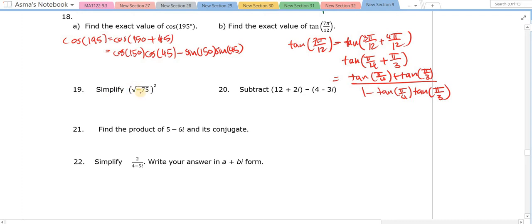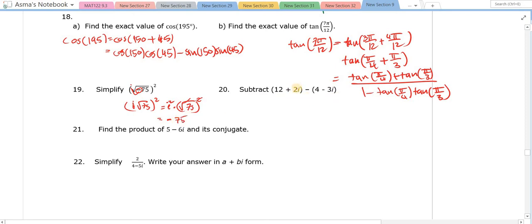Simplify square root of negative 75 first. So we're going to follow PEMDAS, which is inside of the parentheses first, and then we will do the exponents next. So to simplify what's inside the parentheses, I'm going to bring out the negative as i. So it's going to become i square root of 75. And then when you square both of them, this is equal to i squared times square root of 75 squared. The square will cancel that. We know i squared is negative 1, so this is going to be negative 75.